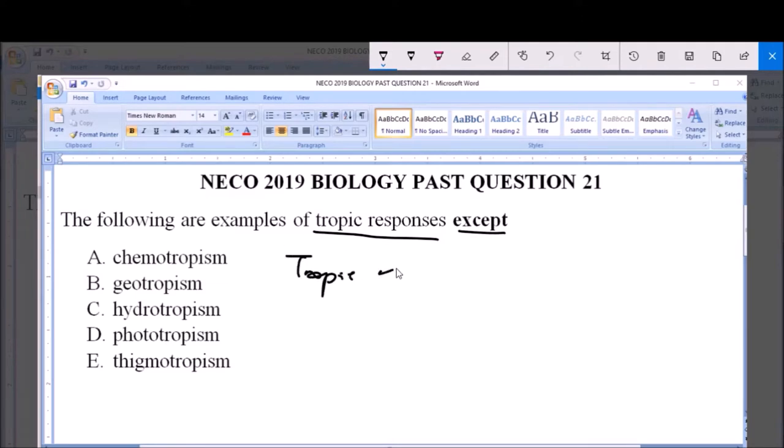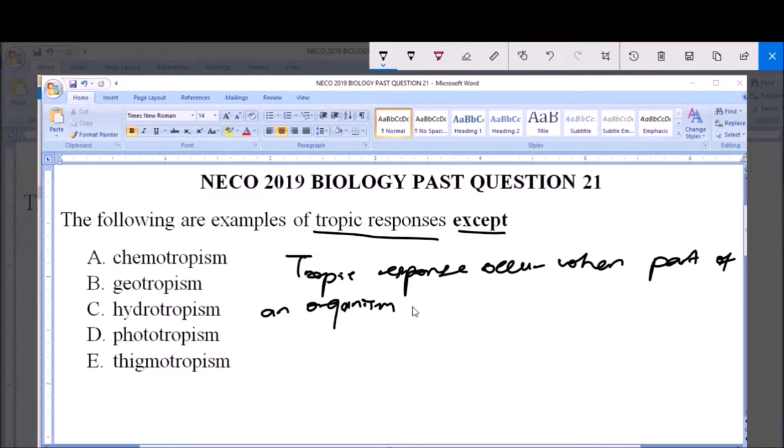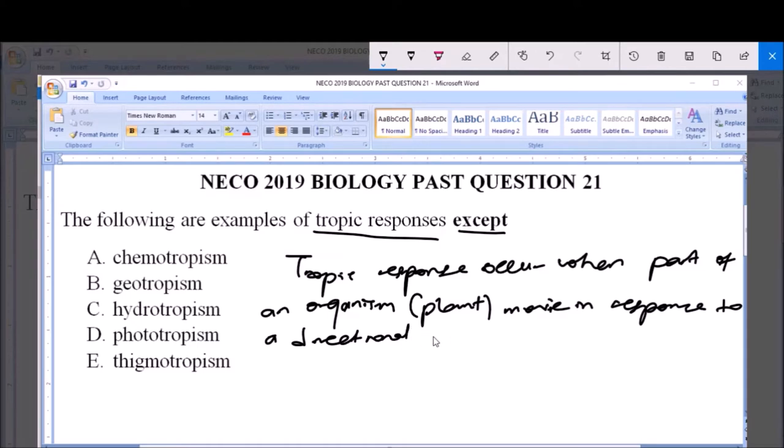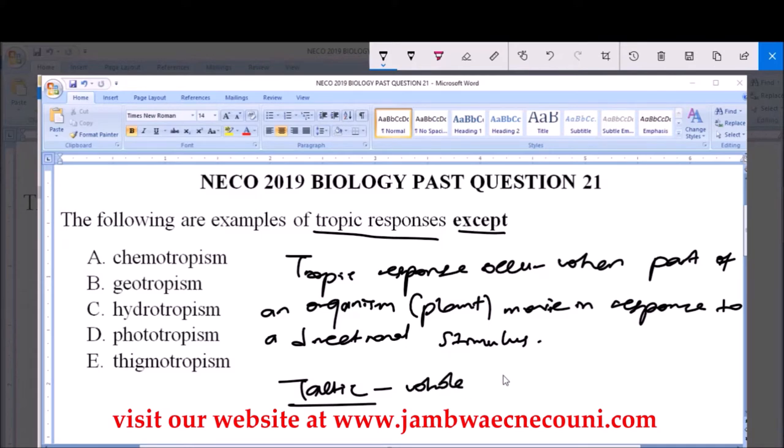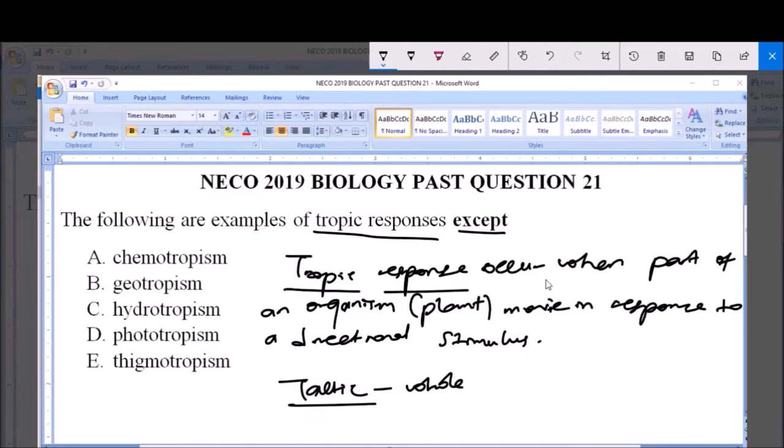Now, a tropic response occurs when parts of an organism, mostly plants, move in response to a directional stimulus. Now, unlike the taxis or tactic response, in which the whole organism moves in response to a directional stimulus, for a tropic response, which mostly occurs in plants, just parts of the organism or parts of the plant move in response to this directional stimulus.